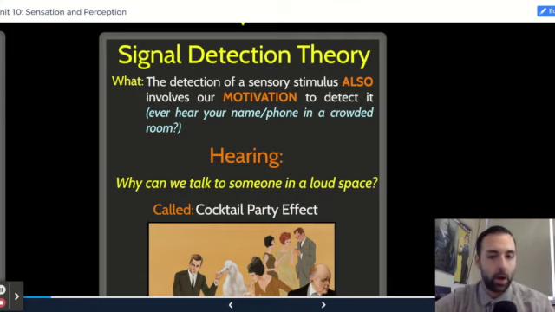So whether it's conversing at a crowded prom, a crowded party, or listening to your friend at a concert, those are all examples broadly of signal detection theory, but then specifically in the manner of conversing, the cocktail party effect.